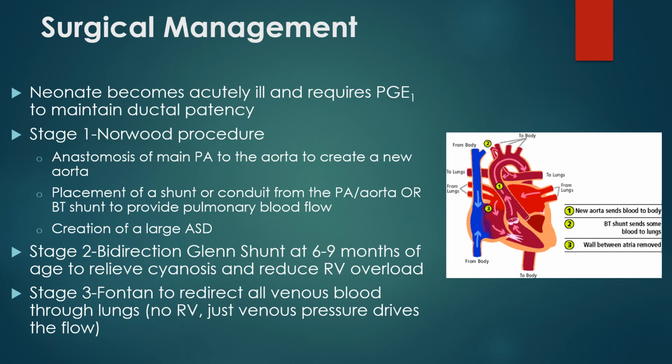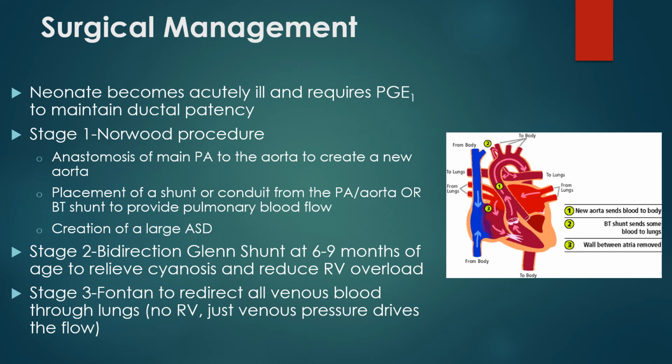So basically, prostaglandin is going to maintain ductal patency while the baby gets the stage 1 procedure, which is anastomosis of the main pulmonary artery to the aorta to create basically a new aorta, and then the placement of a shunt or a conduit from the PA or aorta, or BT shunt, to provide pulmonary blood flow. And in addition, you create a large ASD with a Rashkind procedure. So it's very complicated. The Norwood's a very complicated operation for a very complicated situation.